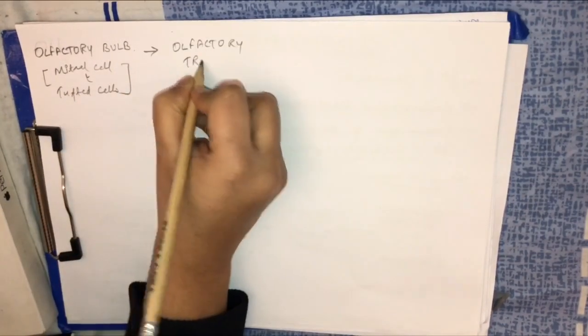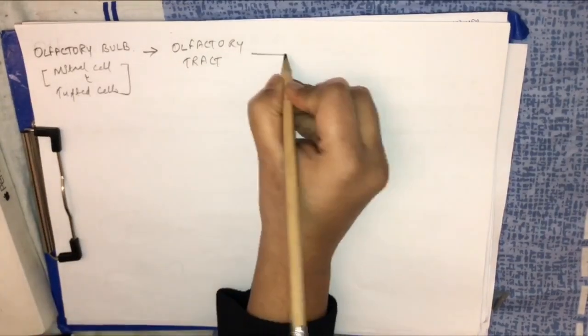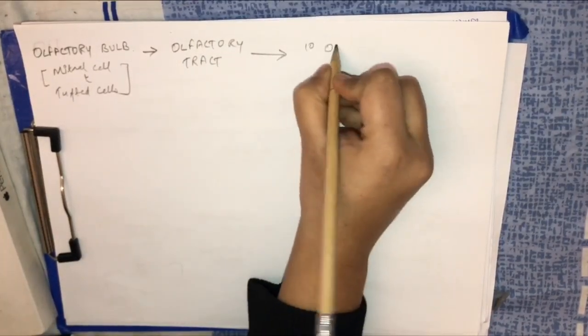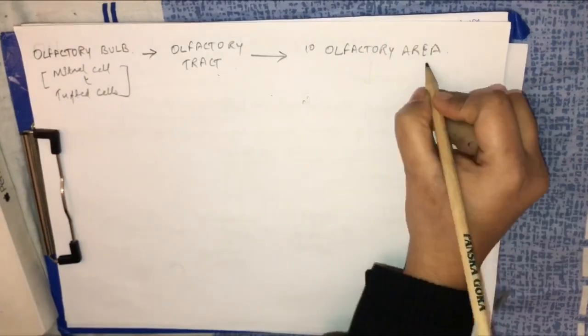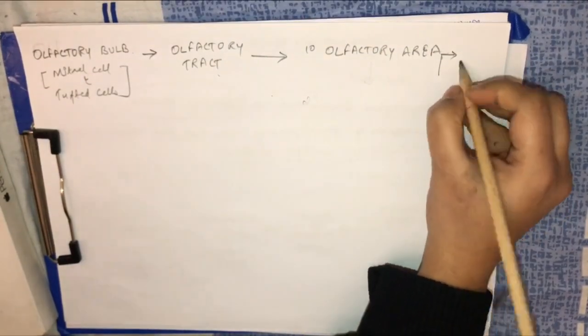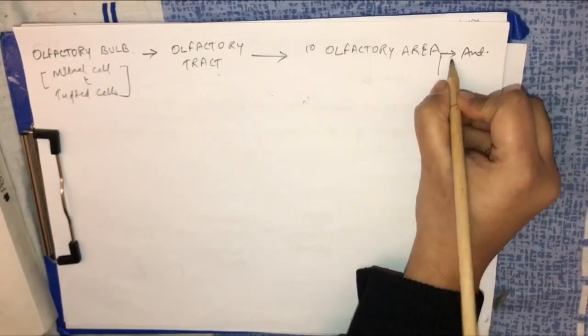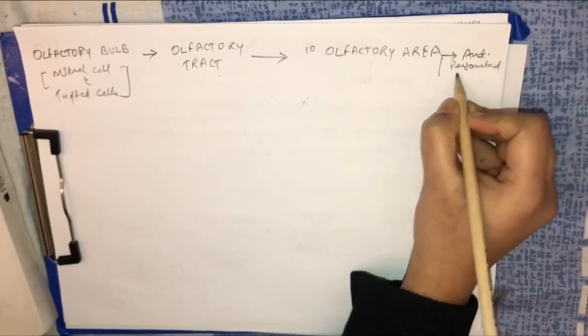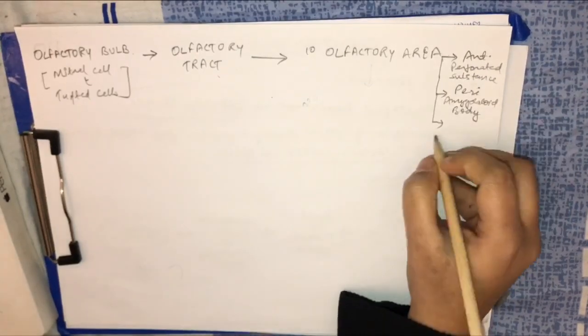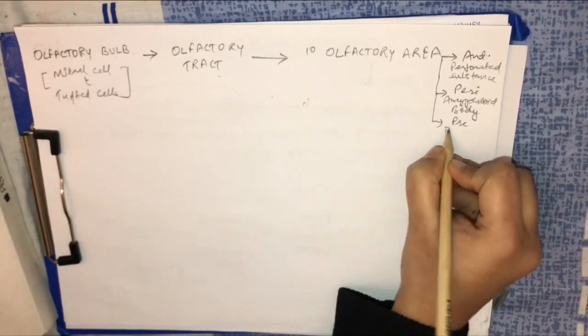The olfactory bulb consists of mitral and tufted cells, which give off fibers that further form the olfactory tract, which reaches the primary olfactory area. These are located in the primary olfactory cortex, and this primary olfactory cortex includes the anterior perforated substance, periamygdaloid bodies, and the piriform areas.